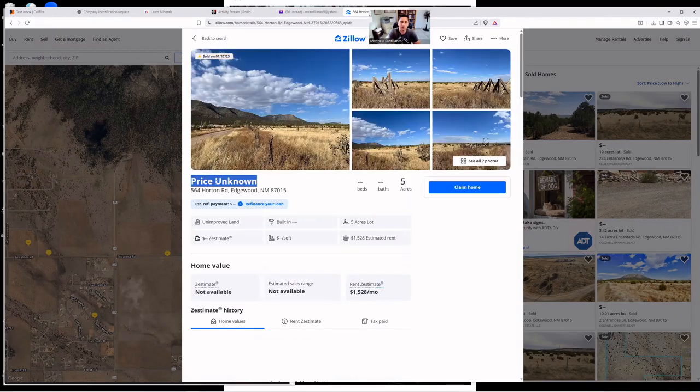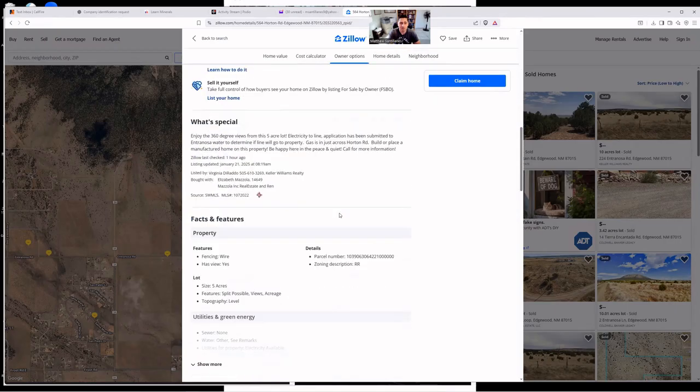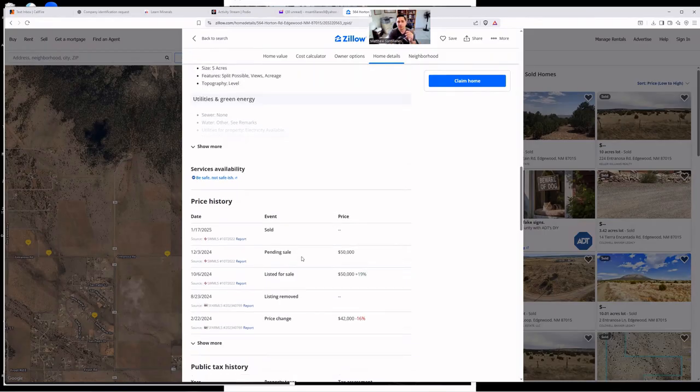Again, price unknown. We are in a non-disclosure state, so we have to try to work some magic here. One good thing about Zillow is it does show pending. It listed for a last listing price of 50,000. It shows it was pending for 50,000, which doesn't necessarily mean that it sold for 50,000.